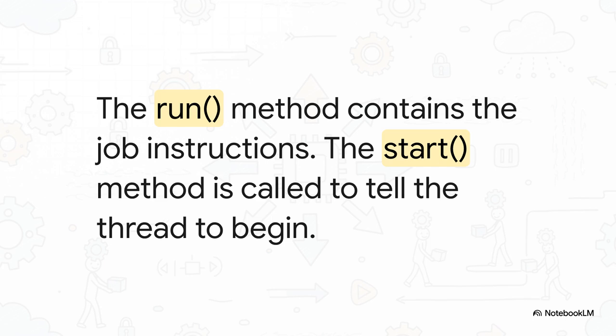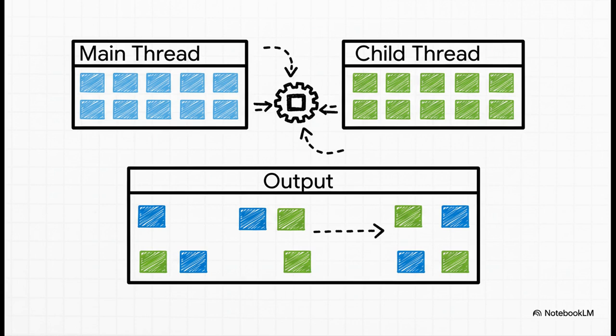You call the start method. See, calling start tells Java, hey, create a brand new thread and have it execute the run method. If you call run yourself, you're just doing the work on the main thread, and you don't get any multitasking at all. And when you do it right, you see something like this.